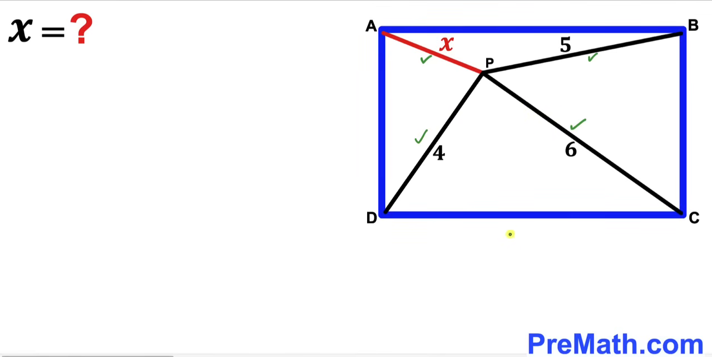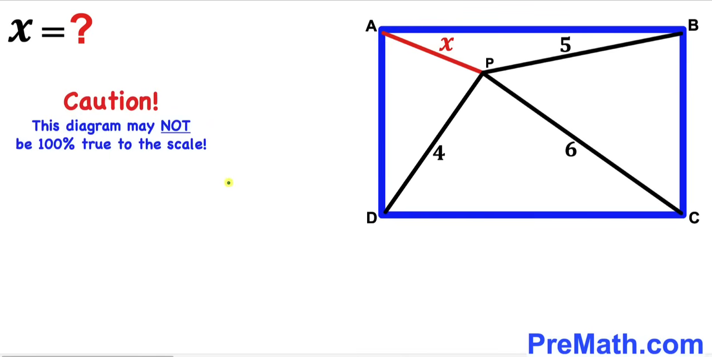In this video, we have these four segments AP, BP, CP, and DP fully confined in a rectangle ABCD, as you can see in this given diagram, such that the segment AP is represented by x. The segment BP is 5 units. The segment CP is 6 units. And finally, the segment DP is 4 units as well. Our task is to find the value of x. In other words, we are going to calculate this segment length AP.